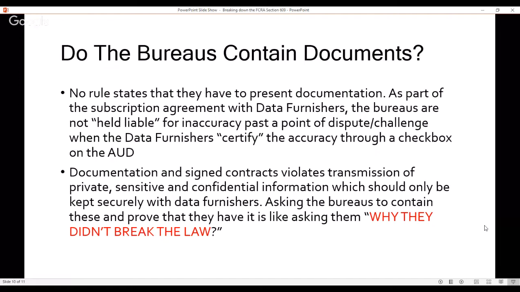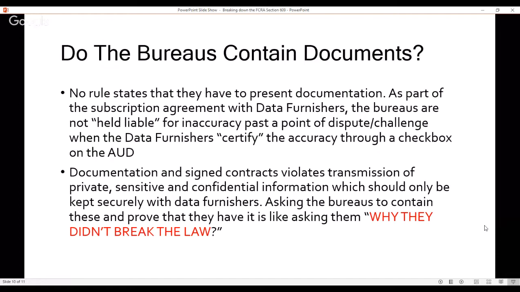So when you're asking the bureaus directly why they don't contain and prove documentation about you, it's basically asking them why they didn't break the law. Why didn't you break the law and have my personal sensitive information on your records? Well, they don't have to. First of all, that's a subscription agreement between the data furnisher and the credit reporting agency. So when you ask them why they didn't break the law, they don't have to justify that to you.